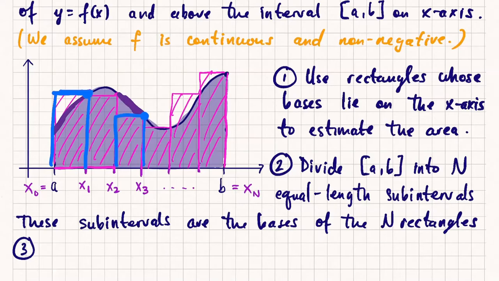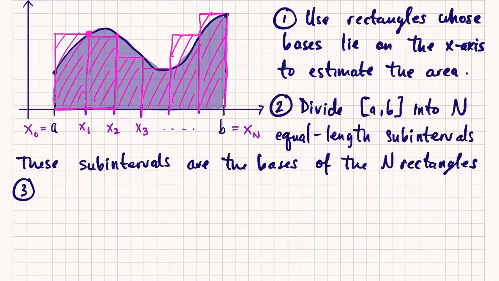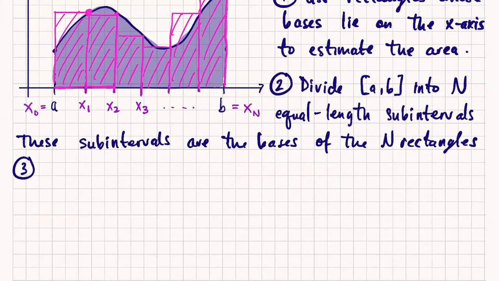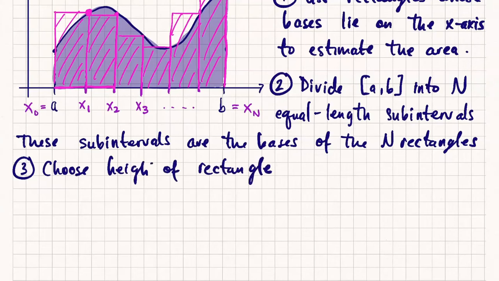What else would you call them? You can choose left endpoint rectangles, you can choose midpoints, you can choose just a random point in between. As long as the top of the rectangle intersects the graph, you're all good. That's our only requirement. So: choose height of rectangle, top intersects graph.